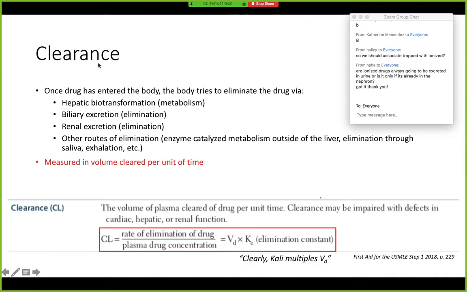All right, so when she talks about clearance, she used a lot of slides to make this point here that clearance is equal to the volume of distribution times the elimination constant. So you don't really need to memorize how this equation is derived. Just memorize this right here. Clearance is VD times KE. So this is the one you need to think about.